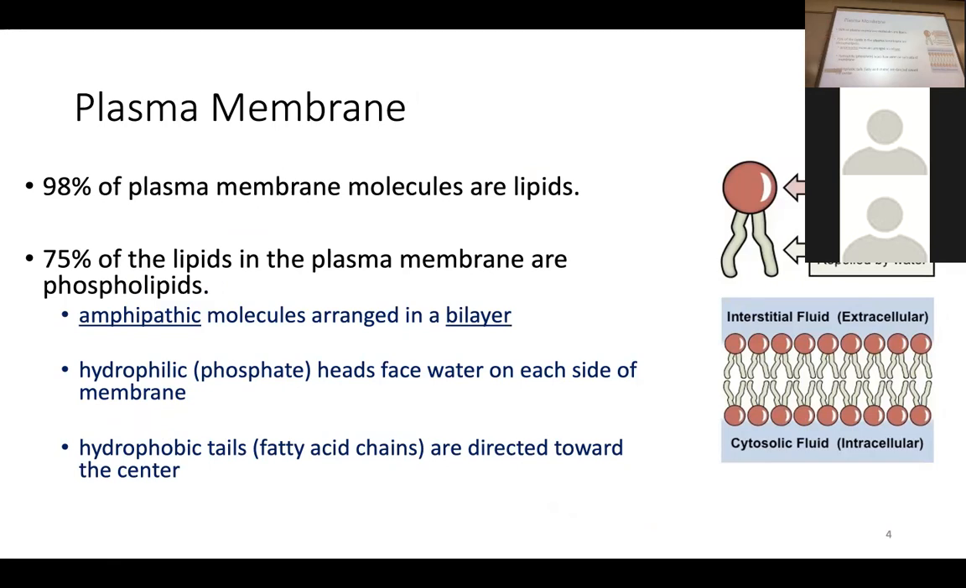75% of the 98% is essentially phospholipids. There's some other lipids in there, like I mentioned, cholesterol. So by and large, we're talking about phospholipids making up most of the membrane of a cell. They're really important in a couple different ways. So you have a bilayer of phospholipids. This is usually how phospholipids are depicted: a head, which is hydrophilic, and then the tails are hydrophobic.